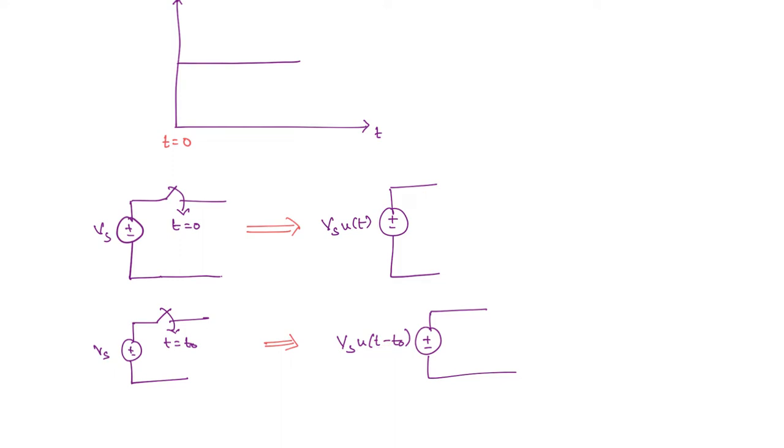Okay. So that means if you represent in the form of a graph, if this is t naught, this is going to start from here. Okay. So this is the time shifted step response. And if the magnitude is 1, see here, if the magnitude is 1, then it is unit step response. Otherwise, it is simply step response.